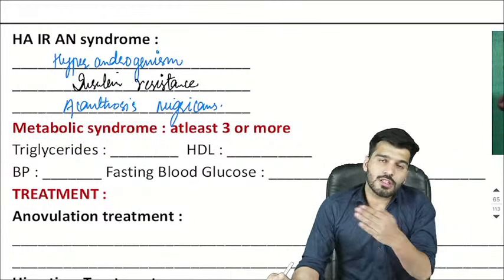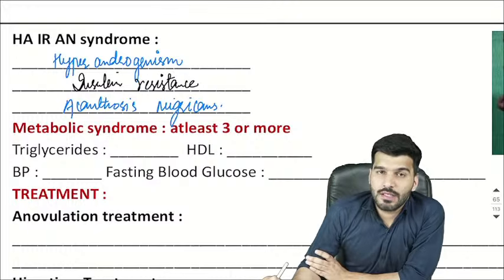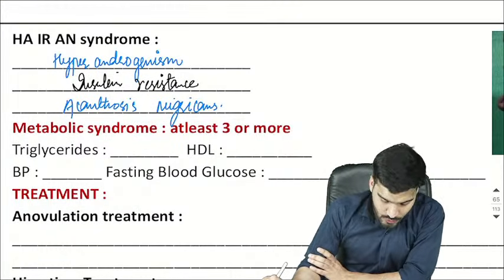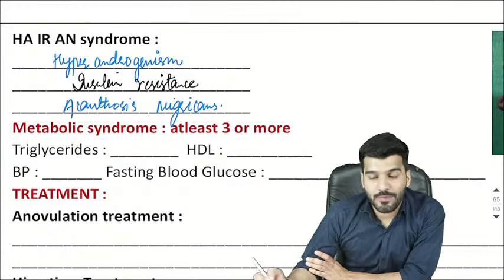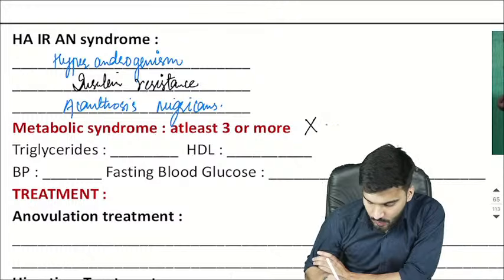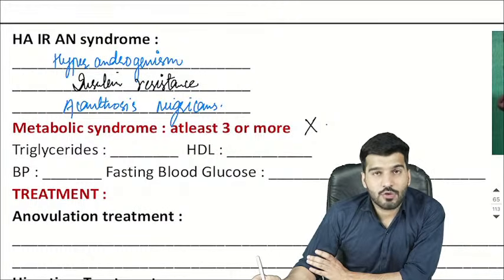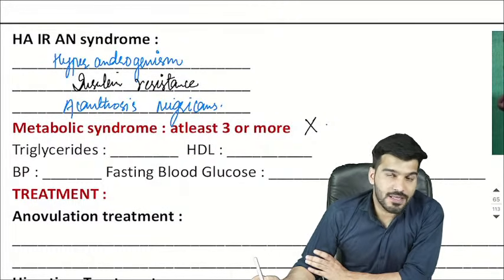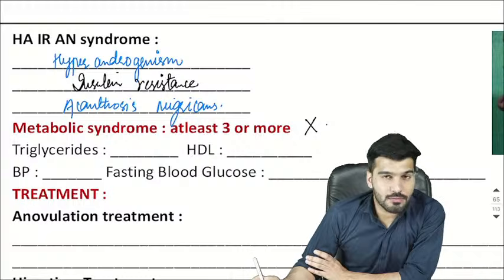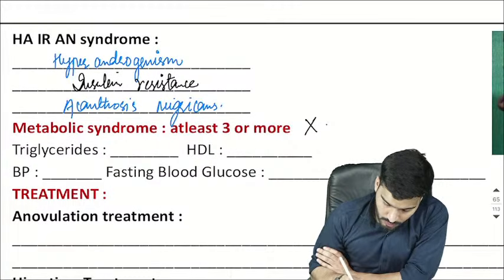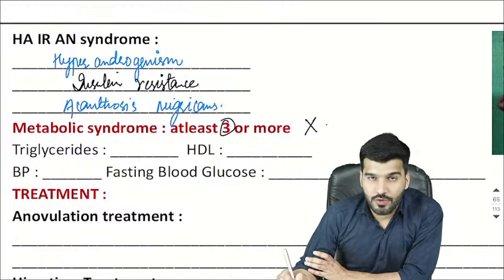Now, the long-term complication of this is going to be metabolic syndrome, or we also call it syndrome X, or metabolic syndrome X. Now we have these 5 components in the metabolic syndrome, and 3 or more will be confirmatory of this syndrome.